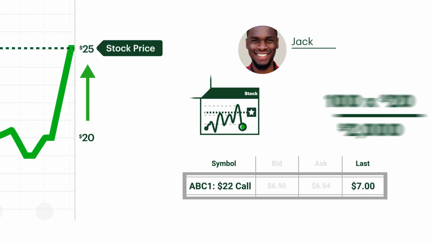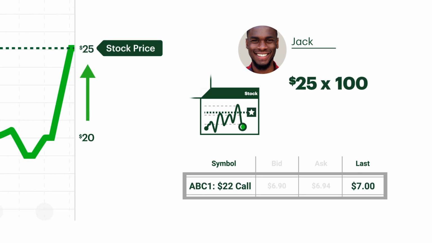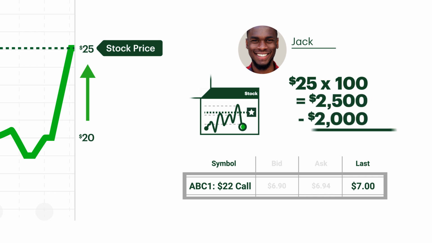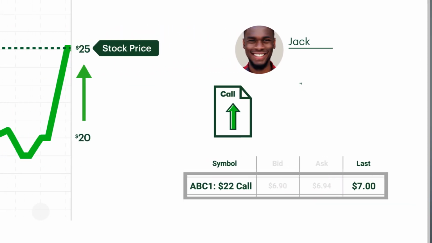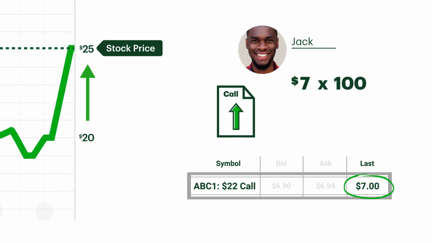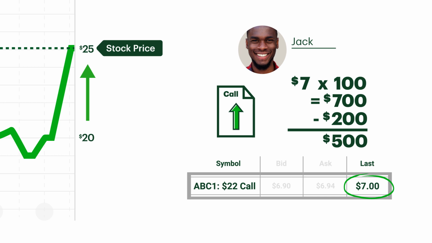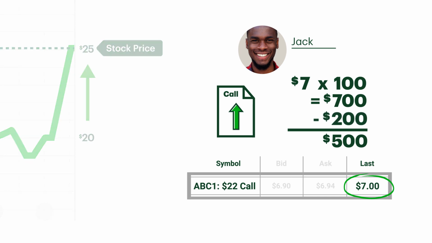If the stock goes up by another $5 to $25 per share, Jack can sell his position and make a profit of $500. That's 25%. Not bad. But what about the call option? It's now trading at $7. So, if Jack sells it, he can make a profit of $500 as well. Remember though, Jack invested $200 in the option, meaning his profit would be a whopping 250%. That's the power of leverage.